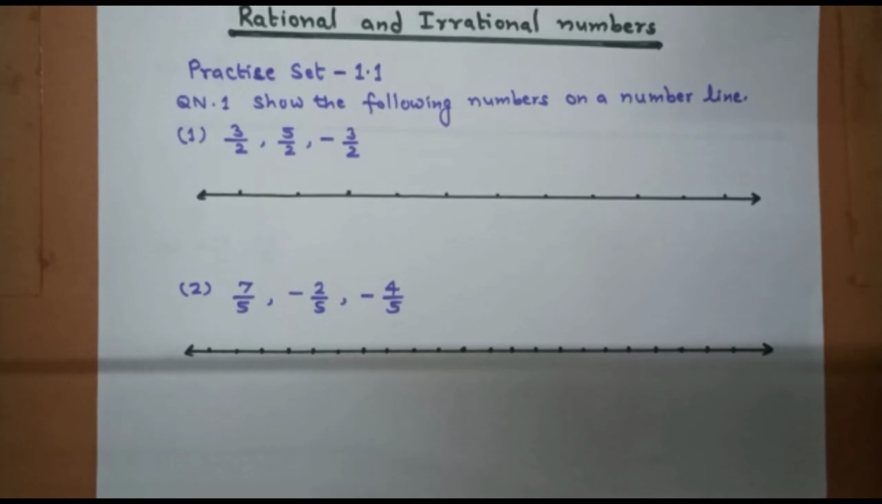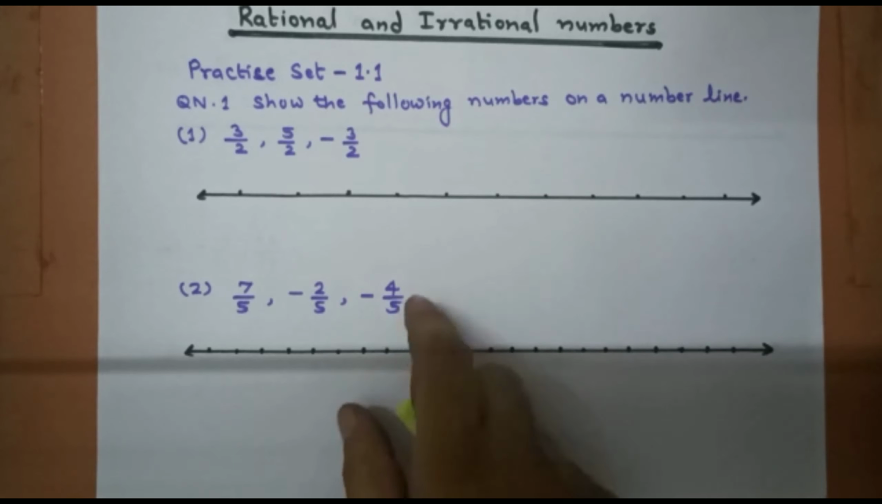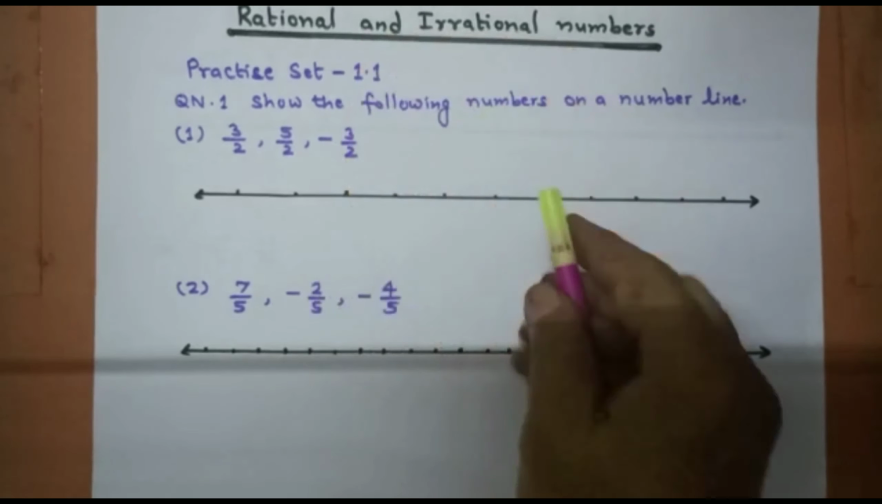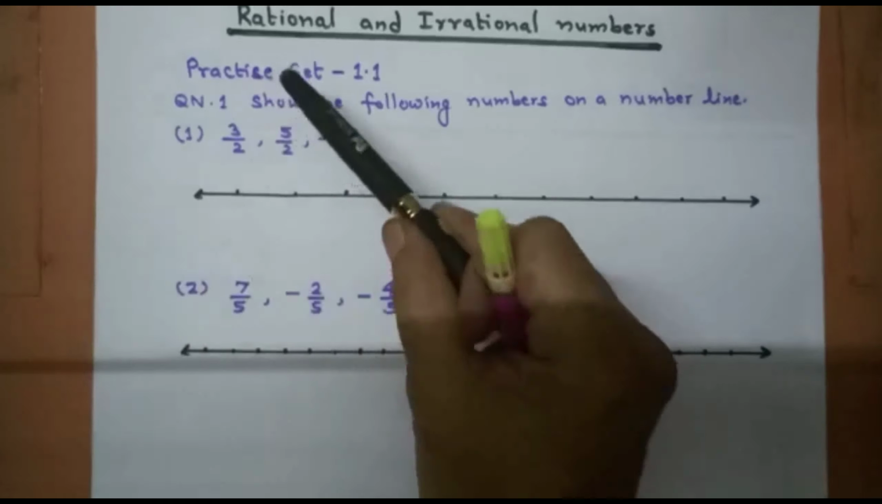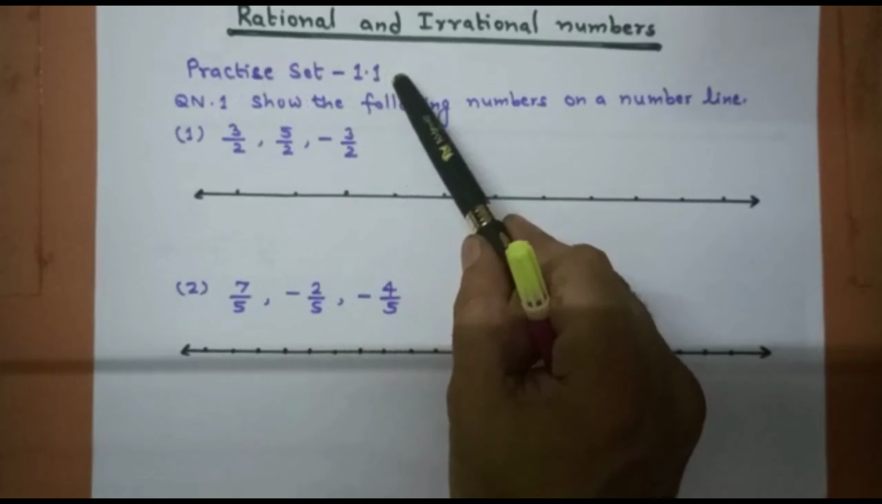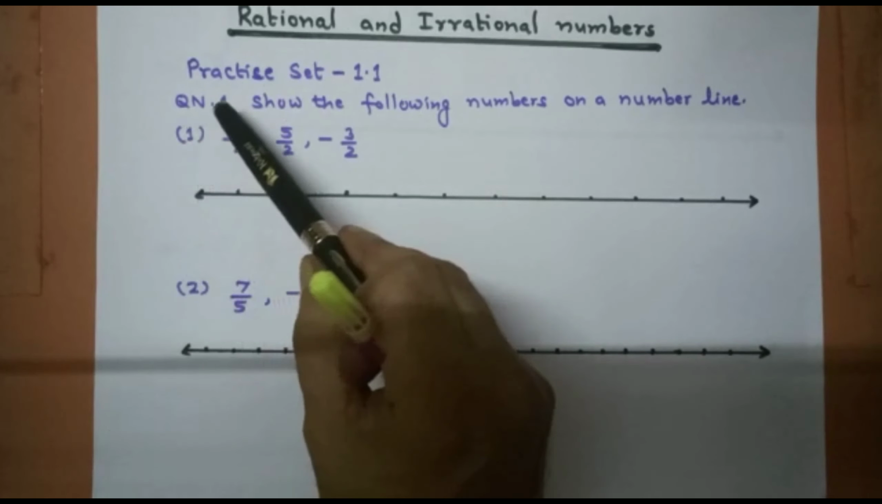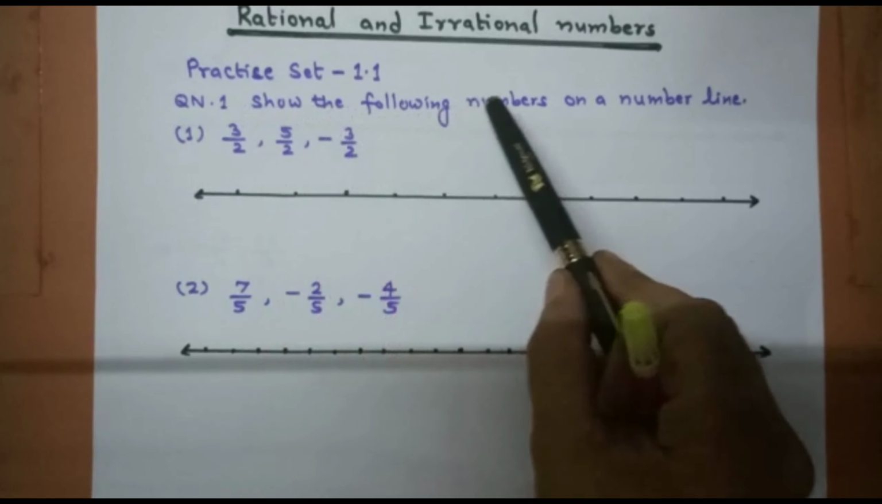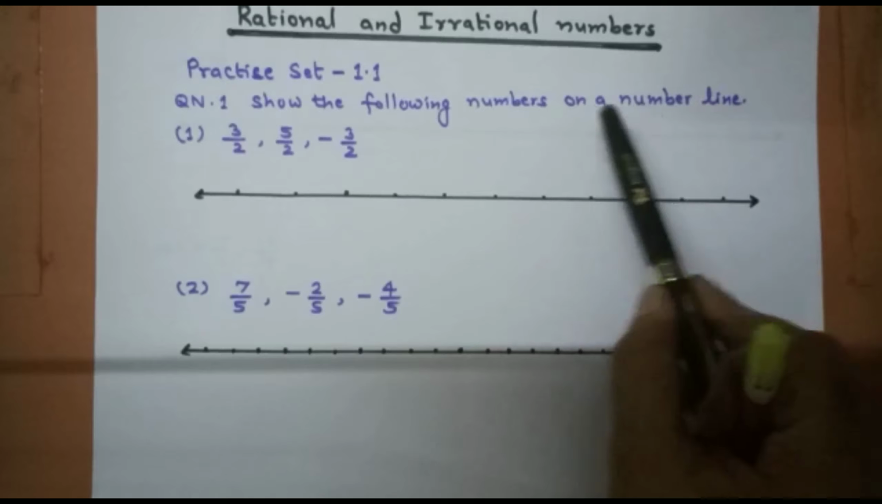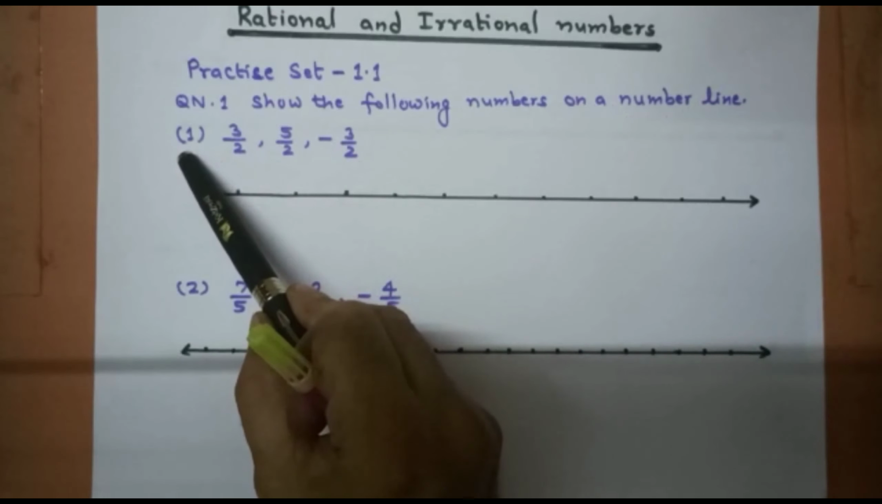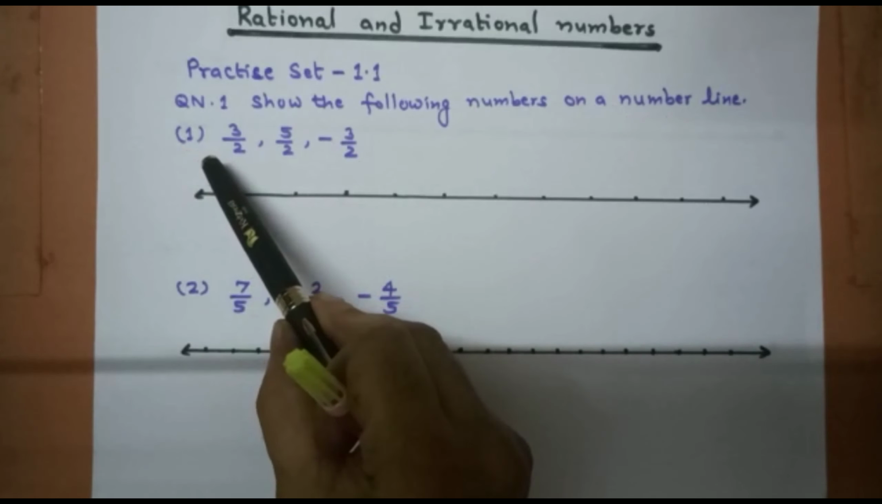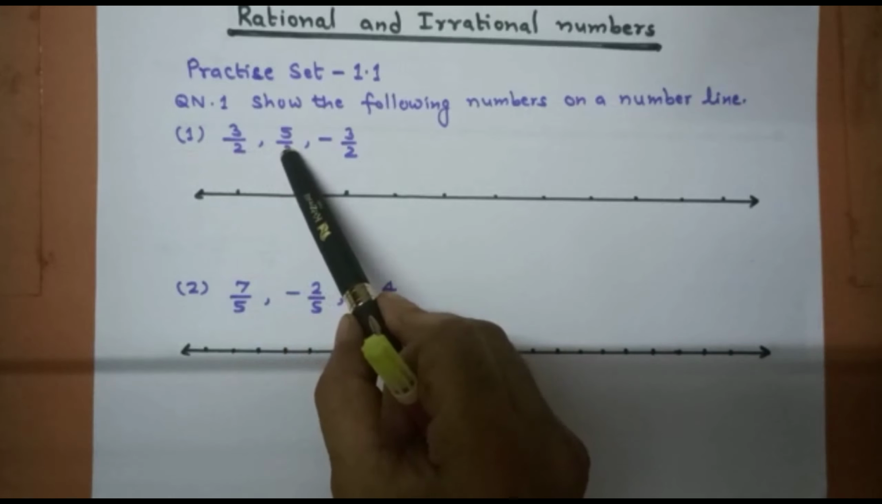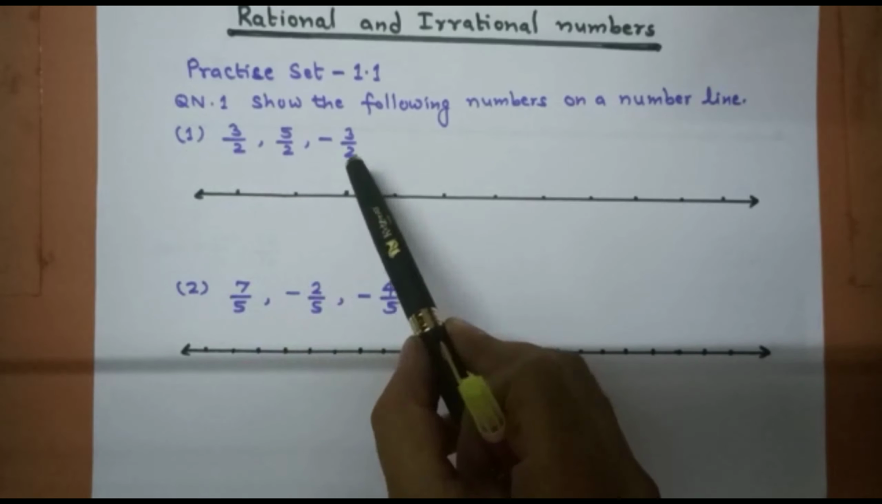Hello everyone. Today in this video we are going to learn rational and irrational numbers. Practice set 1.1. Question number 1. Show the following numbers on a number line. The given numbers are 3 upon 2, 5 upon 2, minus 3 by 2.